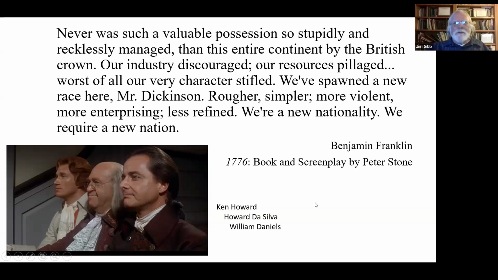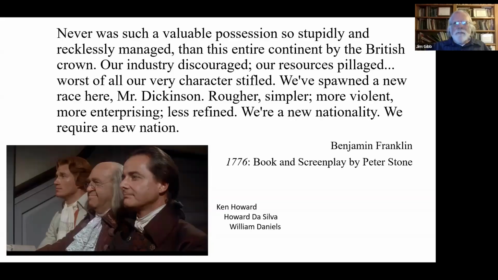But this is Benjamin Franklin in the musical talking to John Dickinson, who was from Pennsylvania, and he represented, well, I'll talk about this next month, but he sort of represented the more conservative end of the Continental Congress.